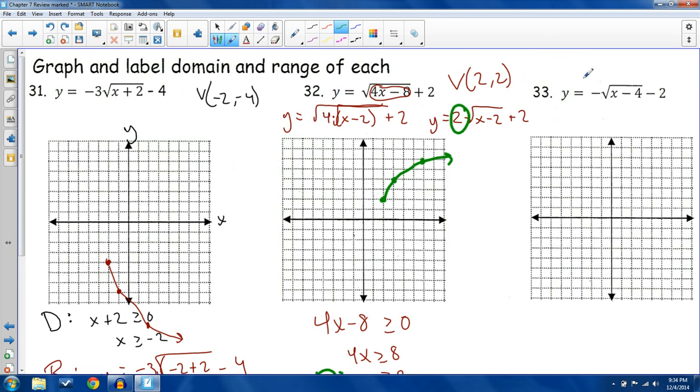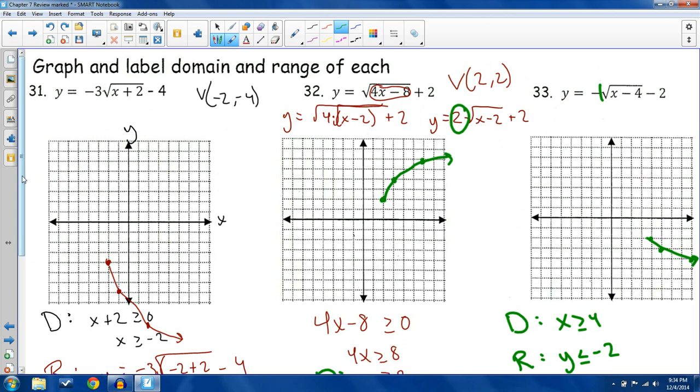Okay, this one I'll do pretty quickly here. Vertex is 4, negative 2. This is the last problem, by the way. We're done after this. 4, negative 2. Negative stretch factor. Stretch factor of negative 1 right there. I go over 1, down 1, and over 4, down 2, like that. And it goes on through. You can always use a table. It's just you need to find perfect square values to make it all happen. Your domain, x is greater than or equal to 4. Your range, y is less than or equal to negative 2.